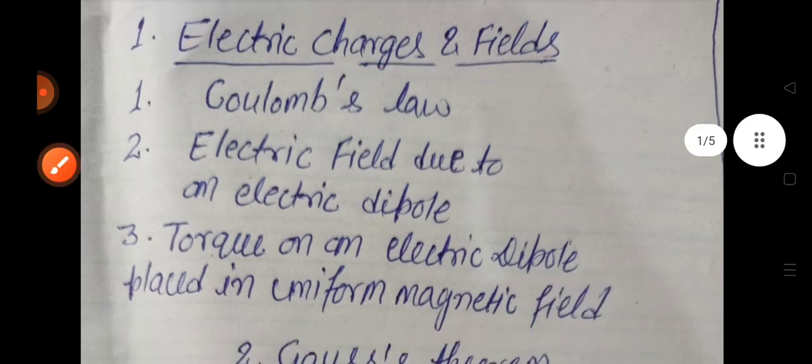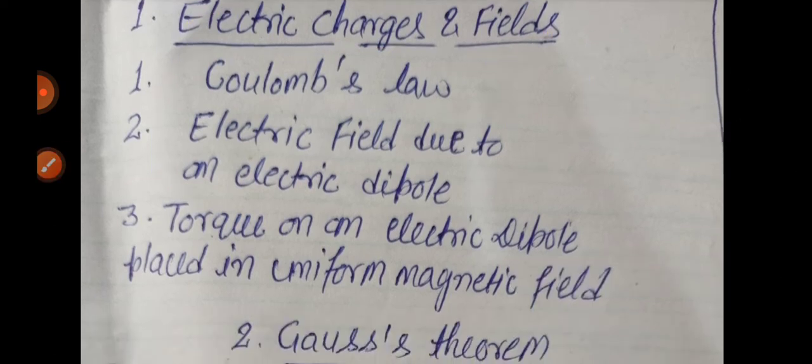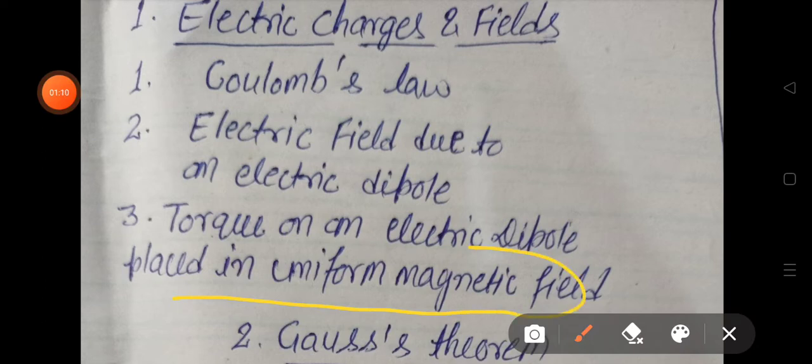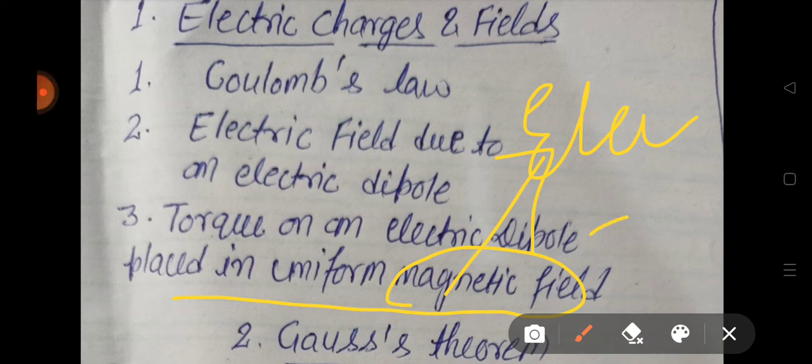Third point is torque on an electric dipole placed in magnetic field. Not magnetic field, electric field. Torque acting on an electric dipole placed in a uniform electric field.